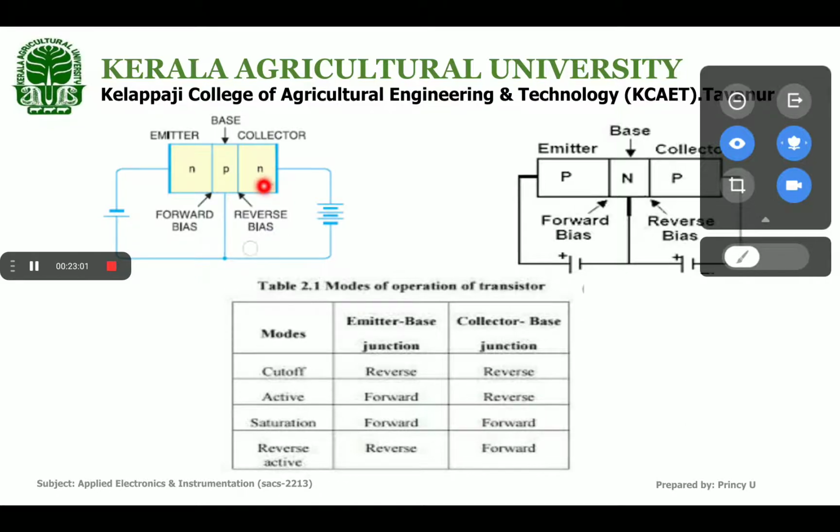So in an NPN transistor, this forward biasing on the emitter base junction causes the electrons in the N-type emitter to flow towards the base. This constitutes high emitter current.